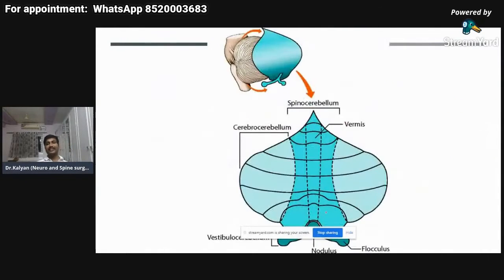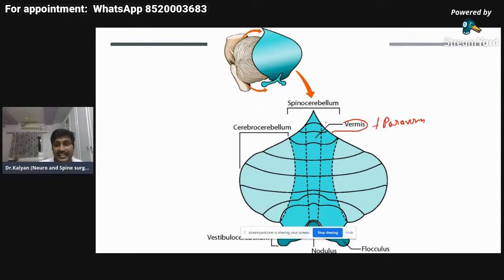We have seen this division into archicerebellum, paleocerebellum, and neocerebellum. But you also have to remember one more classification. One is the spinocerebellum, which is the vermis and a region slightly lateral to the vermis, known as the paravermis. The cerebrocerebellum is part of the hemispheres. And this is the flocculonodulus, which is the vestibulocerebellum. As I've told you, the flocculonodulus is mainly concerned with balance.